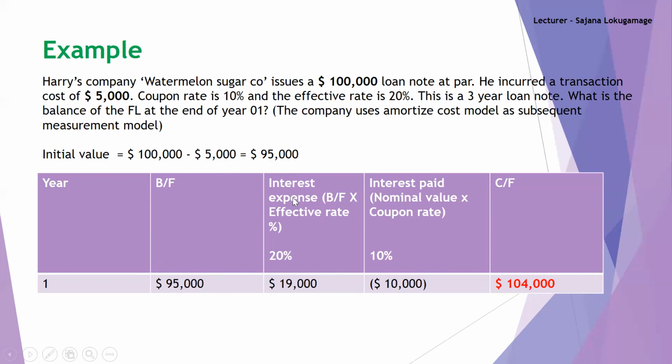Then interest expense, that is balance brought forward times the effective rate. So $95,000 times 20% will give you $19,000. Minus interest paid, that is nominal value times coupon rate. Nominal value is $100,000 times the coupon rate of 10%, guys. That will give you $10,000. Then you will get the carried forward answer.